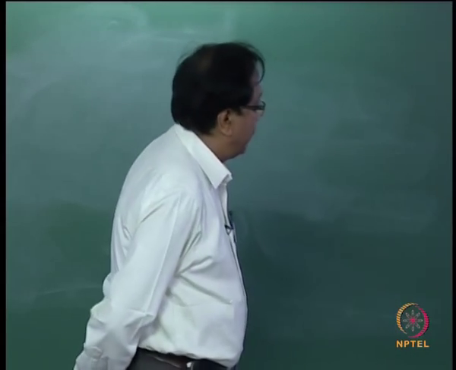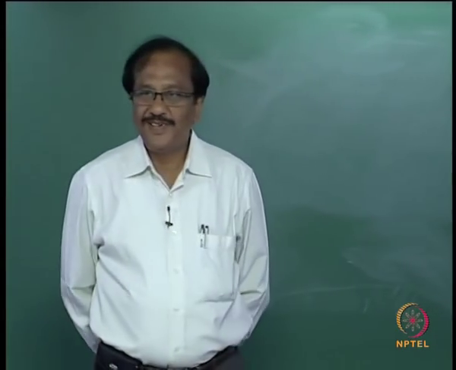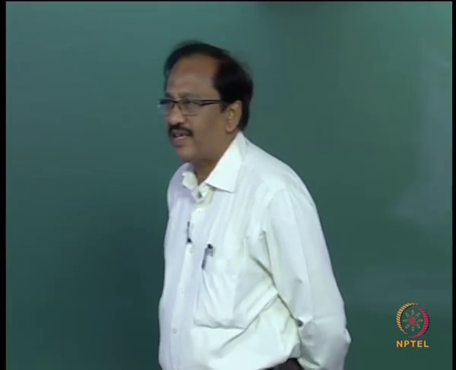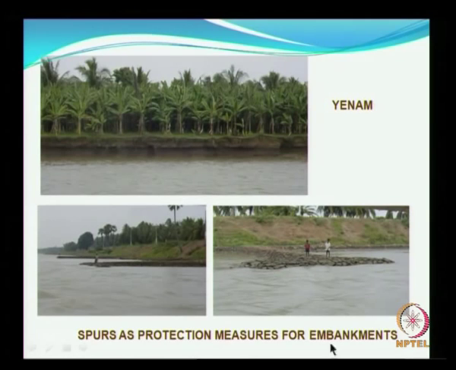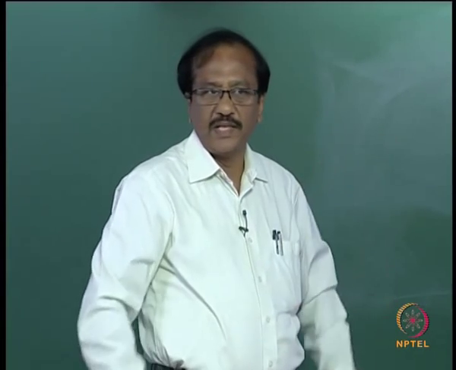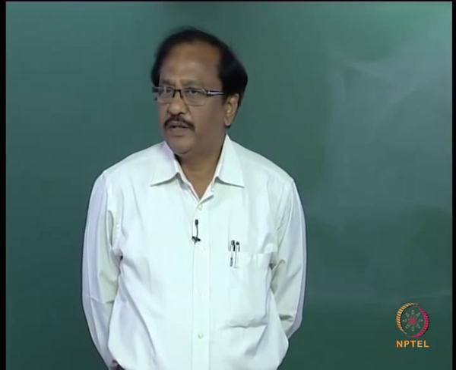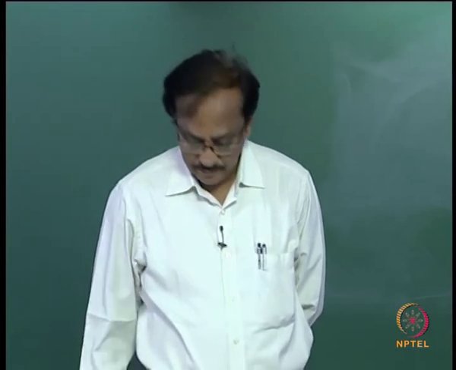So how do you protect? You protect not with T-groins, it is called T-spurs. Now you see the T-spurs here. The principle is the same. The flow field takes place, and the flow field brings in your sediments, and the sediments get deposited, and the erosion of the bank is prevented. Is that clear?